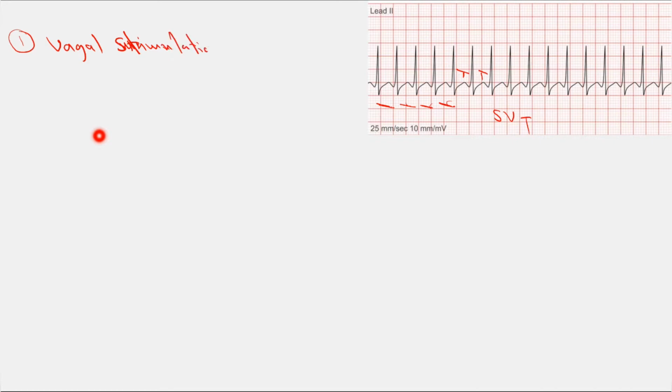How do you stimulate the vagus nerve? One of the most successful ways is to do a modified Valsalva maneuver. I will show you a video about this.